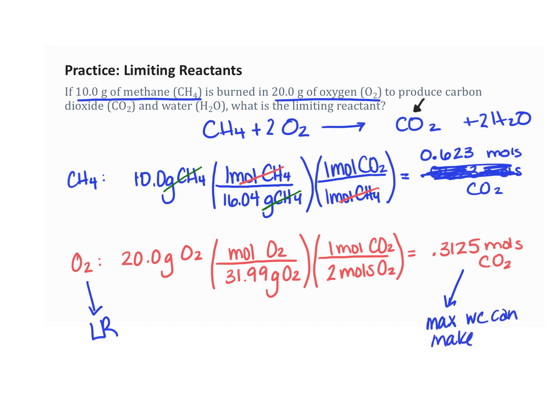Okay. Now, if you want a little extra practice, you can figure out how many grams of CO2 you would make. You would just start with the moles of the limiting reactant and convert that to grams.